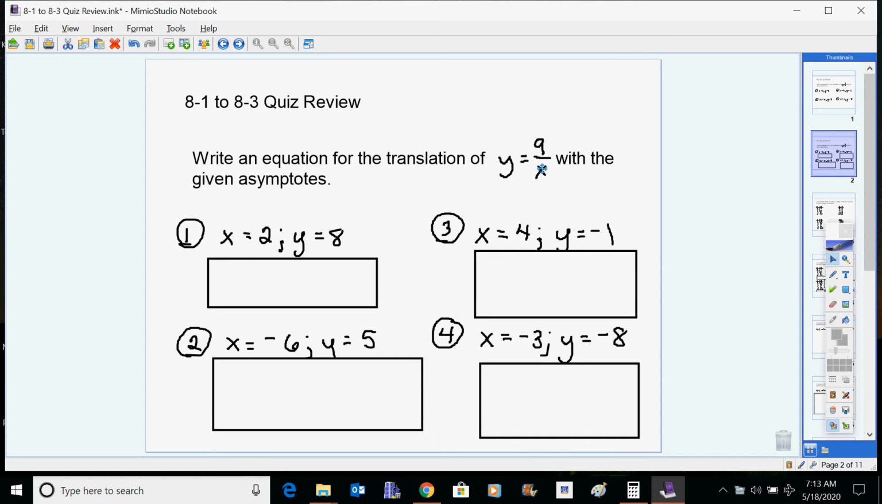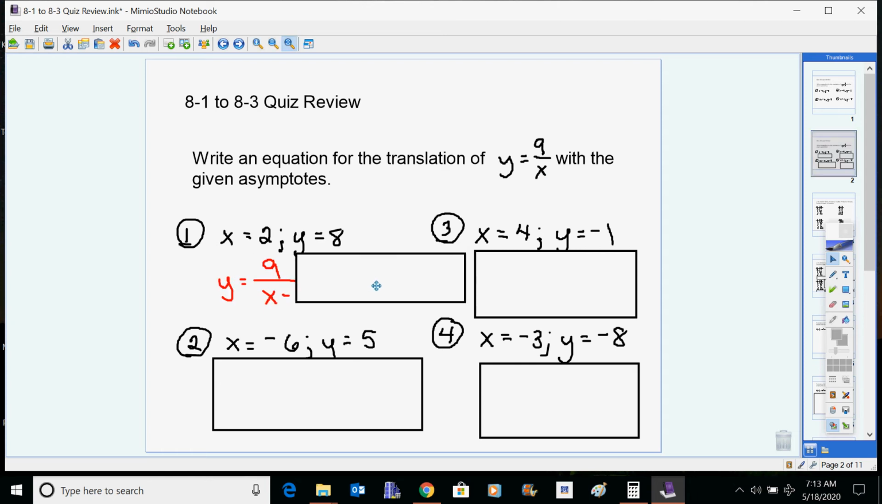So for example, here the asymptote has to be at x is 2, so this would be where you get a 0 in your denominator, so you're going to do x minus 2, and then the 8 just brings it up 8. So you have to have an original equation and then apply what you know in order to figure out what it looks like.